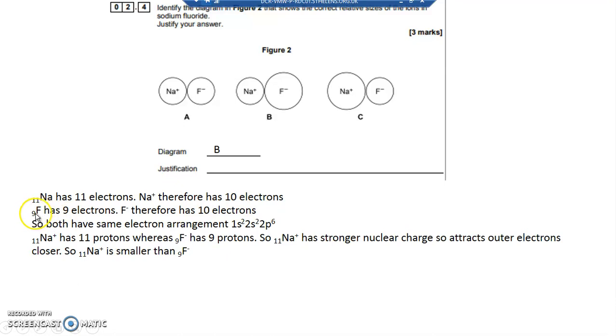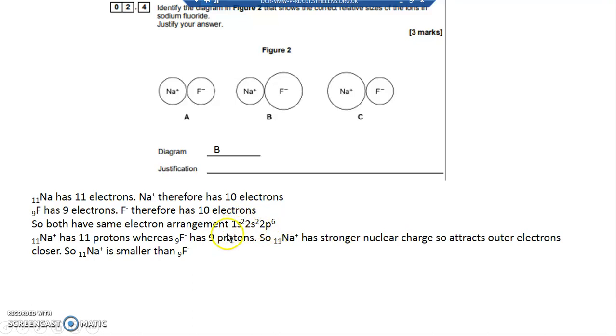F has got 9 protons and 9 electrons. It's got an atomic number of 9. F minus, and minus means it's gained an electron. So it's got 10 electrons and 9 protons. So they've both got the same number of electrons. They've both got the same electron arrangement: 1s2, 2s2, 2p6. 2 add 6 is 10.